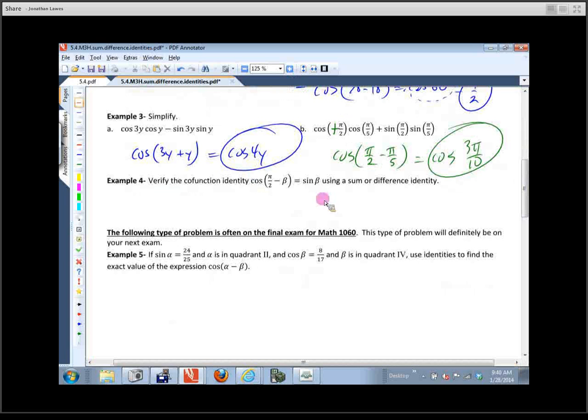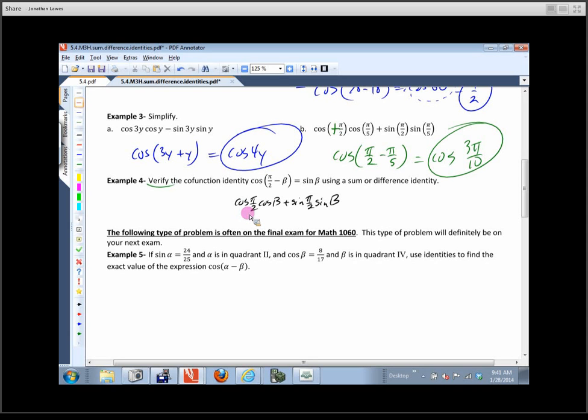Let's take a look at this one right here, and it says verify. In other words, prove that's an identity. Again, we're working with the cosine. So I'm going to take this side. We're verifying. Everybody agree this is the more complicated side? So let's rewrite it. What am I going to write? Cosine of pi halves, cosine of beta, plus or minus? Plus sine of pi halves, sine of beta.